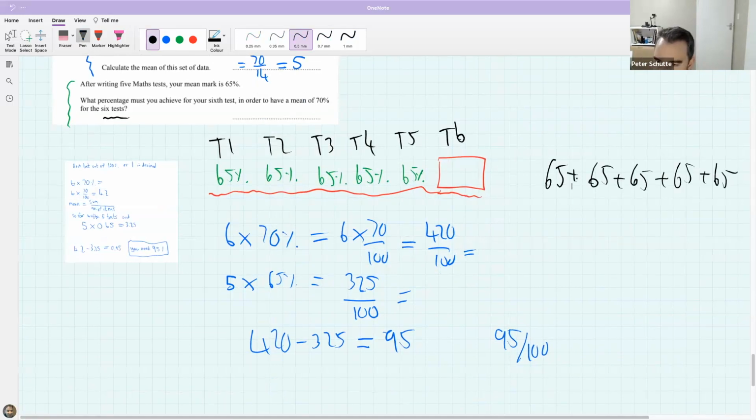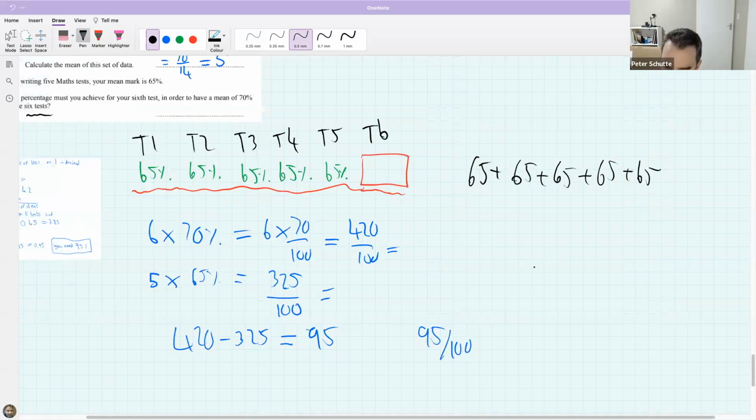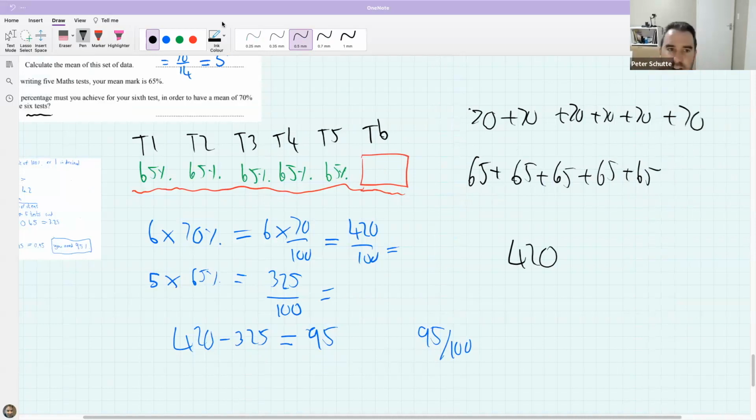Okay? Now, to end up with an average of 70%, you need to get all the way up to 420, which is 6 times 70. So imagine that you want it to be as if you got this. But the problem is you need to make up 5 marks for this, 5 marks for that, 5 marks, 5 marks, 5 marks. And then the last thing, you still need to get your 70.